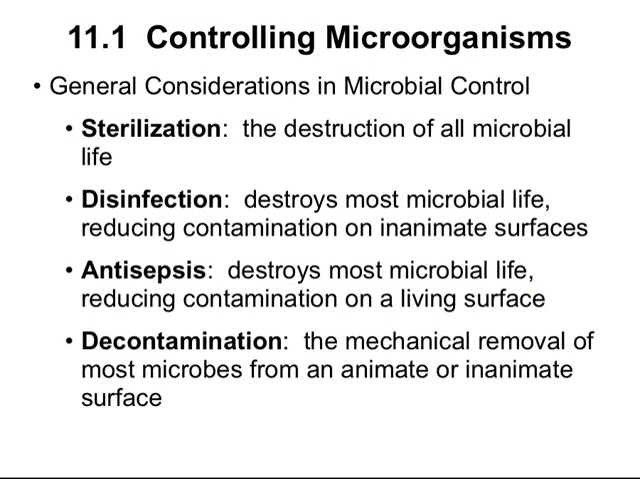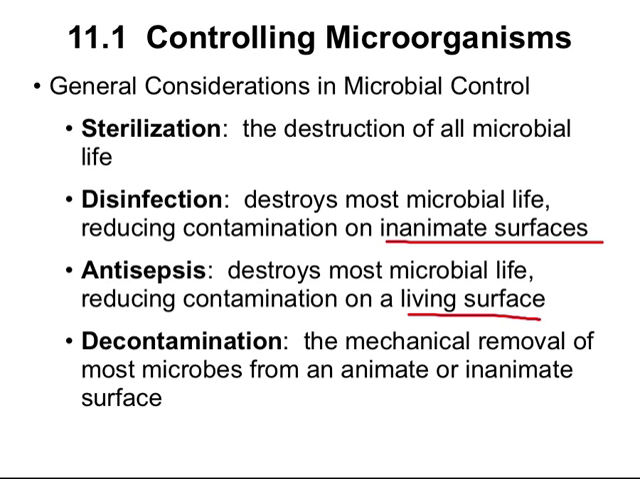There are four general terminologies that we'll use when we consider controlling microbes. First is sterilization. That is the destruction of all microbial life. In disinfection, we destroy most microbial life, reducing contamination on inanimate surfaces. The key here is the inanimate surfaces. Antisepsis is destroying most microbial life on living surfaces. So the key being the living surfaces. Those are how we distinguish disinfection and antisepsis.